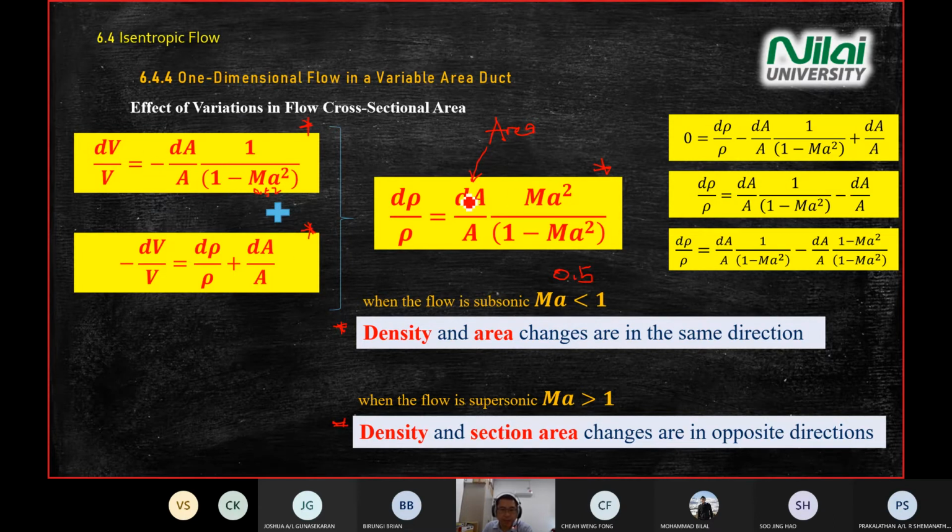It is the same with this equation also. It means that your density and area will change in the same direction as your flow. However, if your Mach number is more than 1, density and area will change in the opposite direction. Okay, this one you take some time to go through.